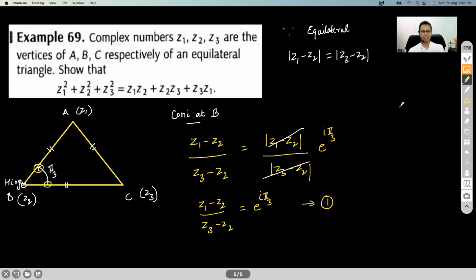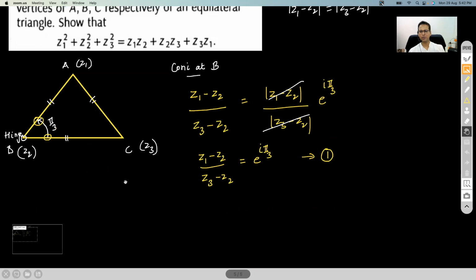All fine. Very good, Krish. Now let me take somebody else's name. Nikita. Nikita, choose any other vertex. So Krish chose B. Now you have A and C remaining. Which one do you want to choose?